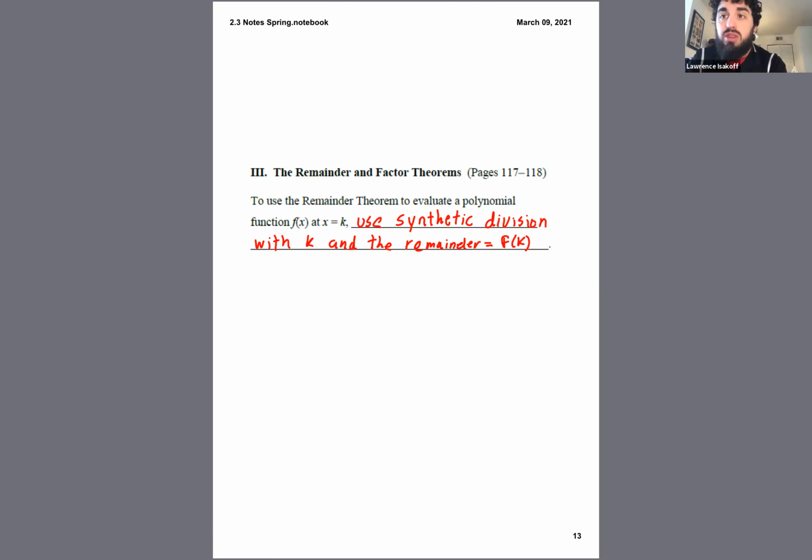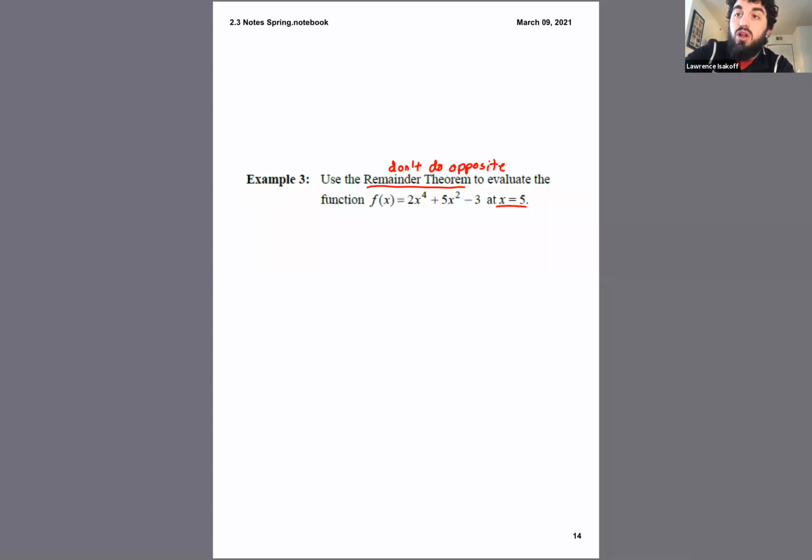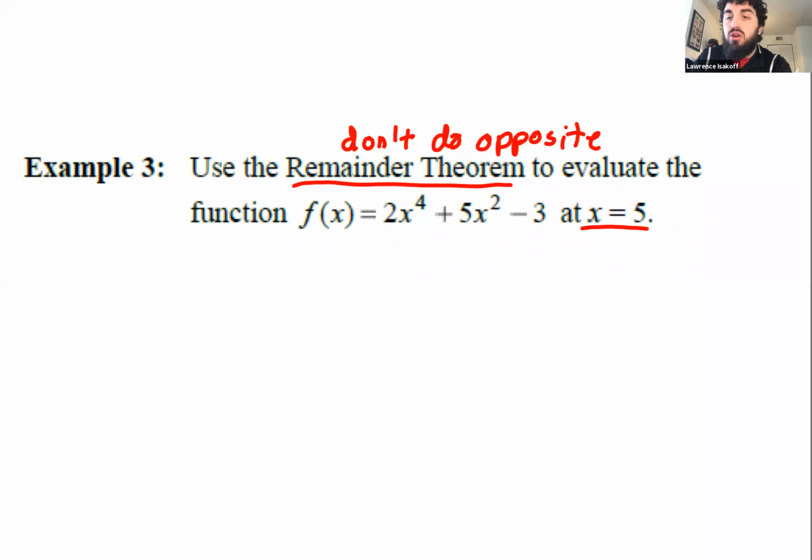Now we're going to talk about the remainder theorem and the factor theorem. We can use synthetic division to basically plug in a number. So if we do synthetic division, whatever the remainder is, that's the value if we were to plug that number in. With the remainder theorem, we do not do the opposite.